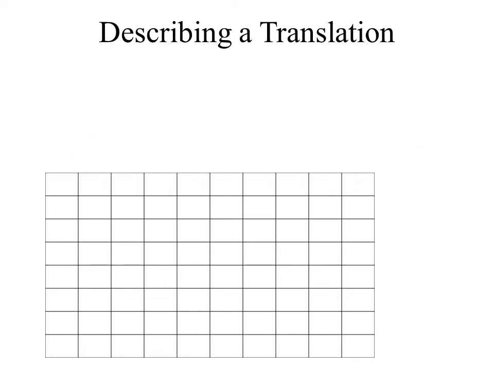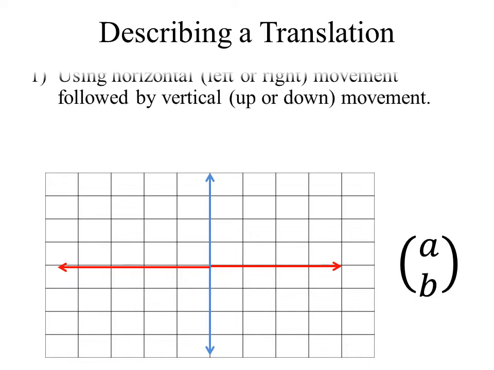So let's begin here. Now, last time we talked about describing a translation. Again, if you remember, we talked about the object's movement on a grid. Is it moving up or down, left or right? That movement is described in a formula, A over B. Now, again, A represents the horizontal movement, left or right. B represents the vertical movement, up or down.